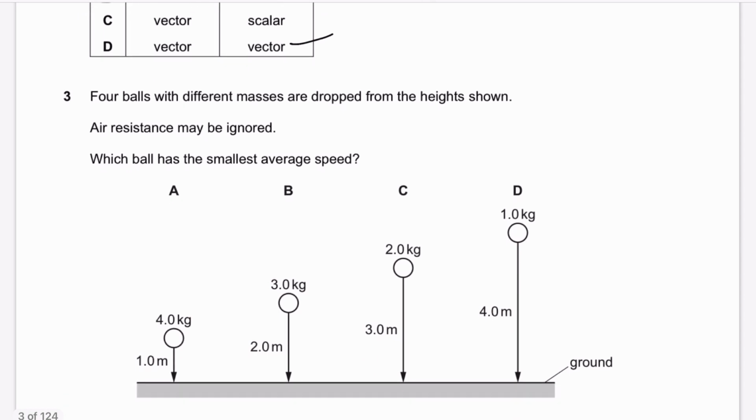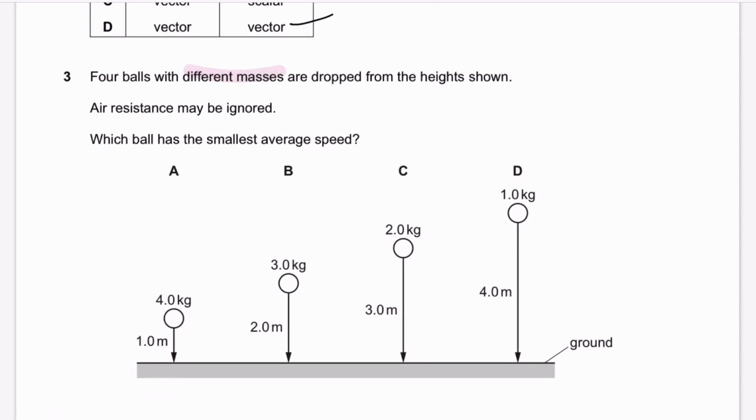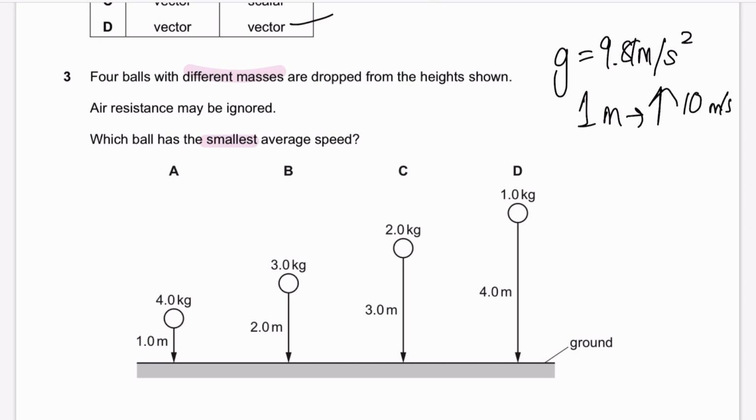3. Four balls with different masses are dropped from different heights. Air resistance may be ignored. Which ball has the smallest average speed? Now, what does speed depend on? Speed depends on the acceleration with which they're falling. On Earth, the acceleration with which anything falls is 9.81 meters per second squared. So for every 1 meter traveled, the speed increases by about 10 meters per second. It doesn't matter what mass it is. All of these masses have the very same acceleration.